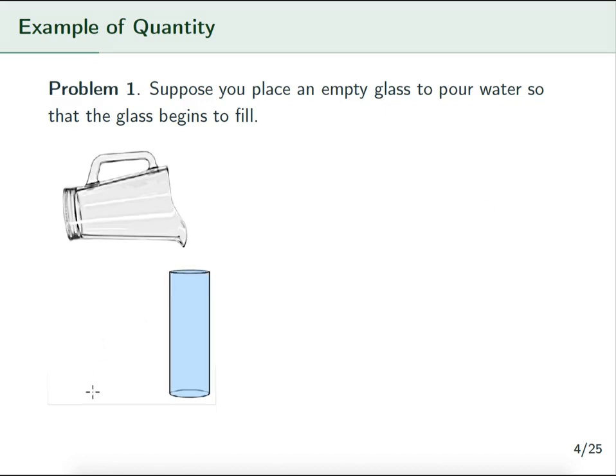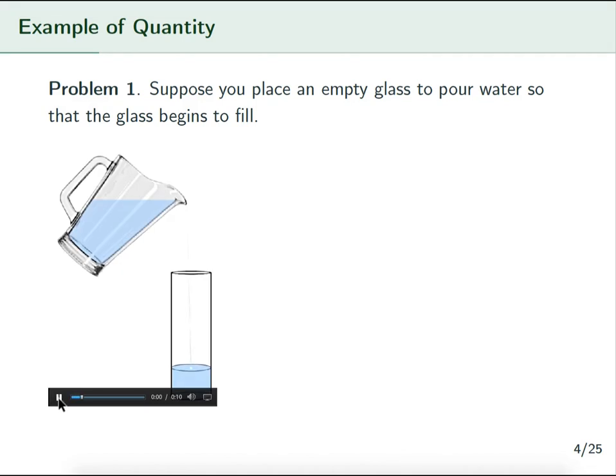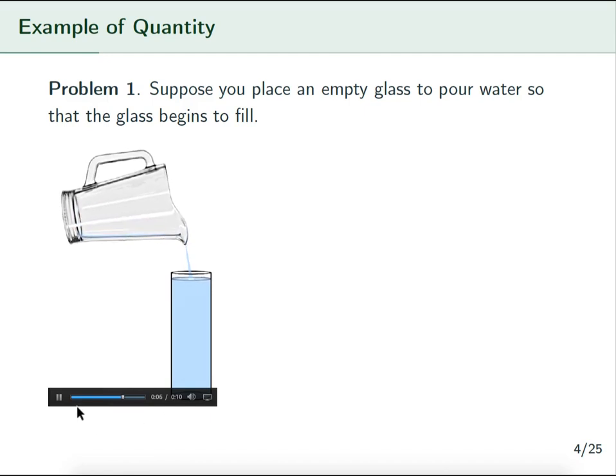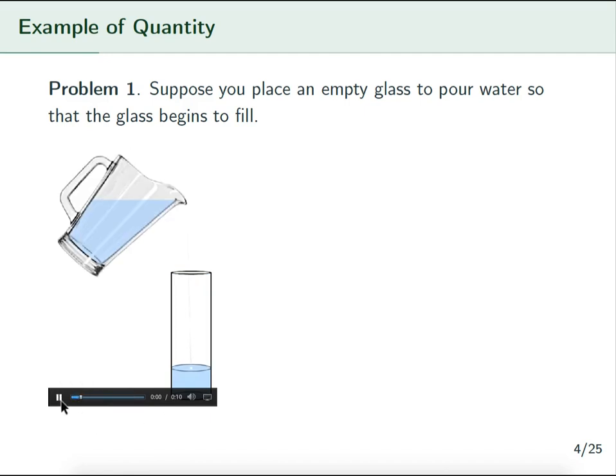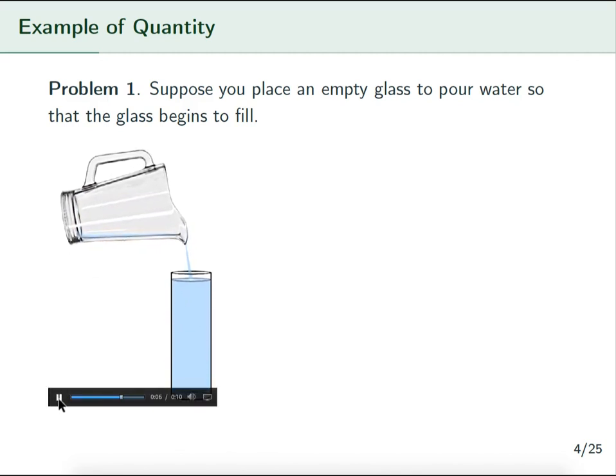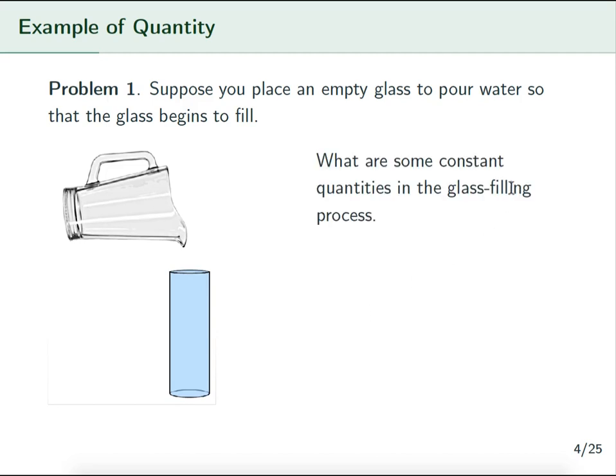So let's look at this video. Suppose you place an empty glass to pour water so the glass begins to fill like this. I'm going to play one more time. Then we can ask ourselves, what are some constant quantities in this glass filling process? What are some fixed quantities? Such as volume of glass and height of the glass is fixed. It doesn't change. The glass height and the volume stay the same.